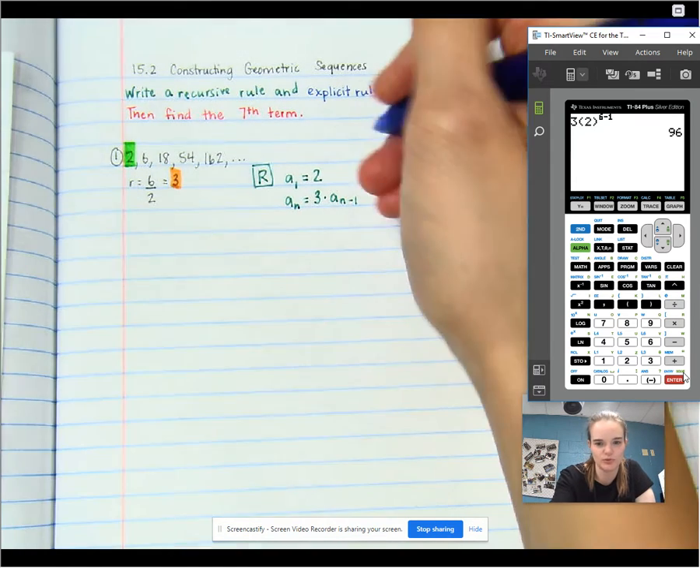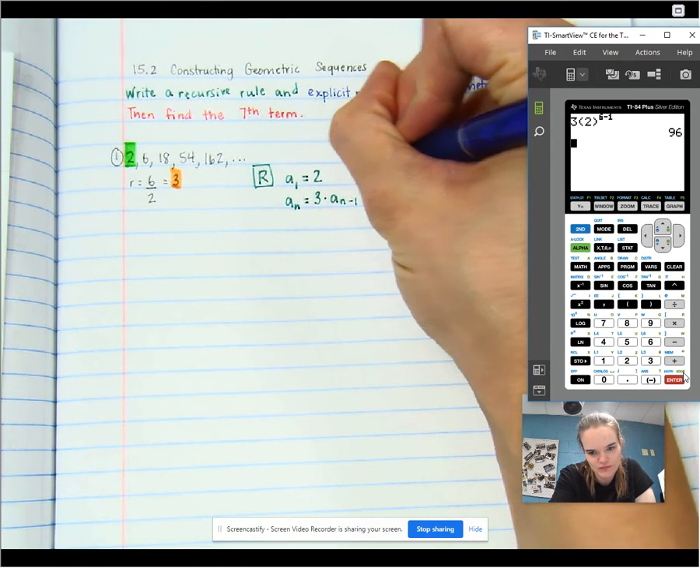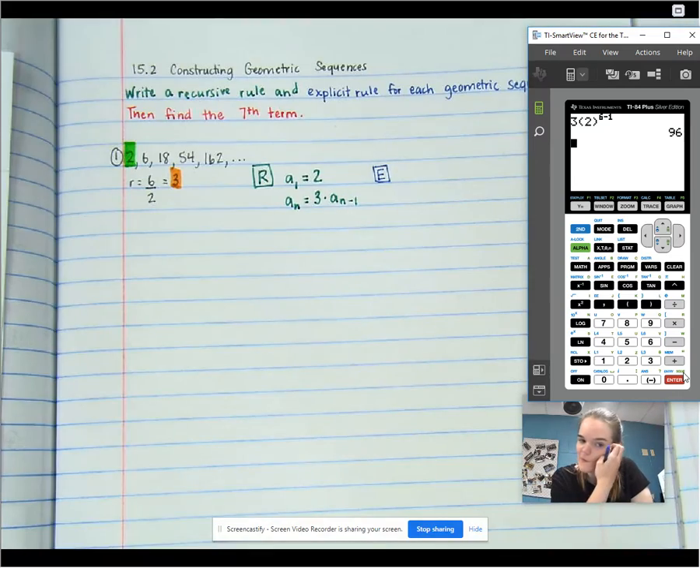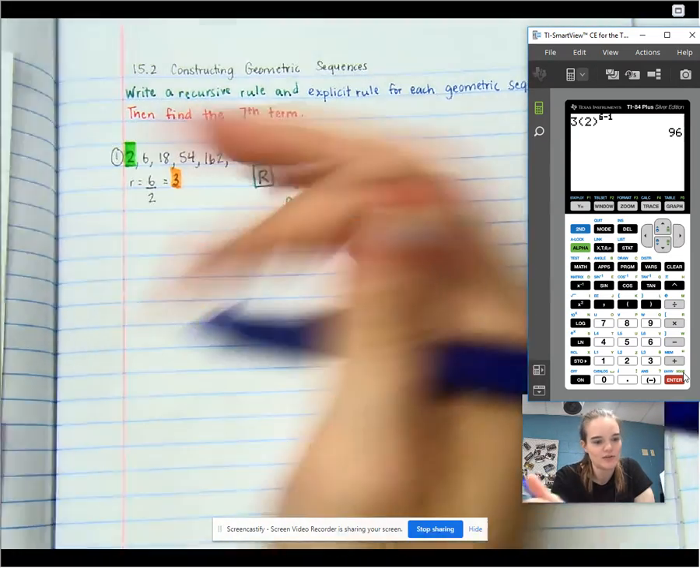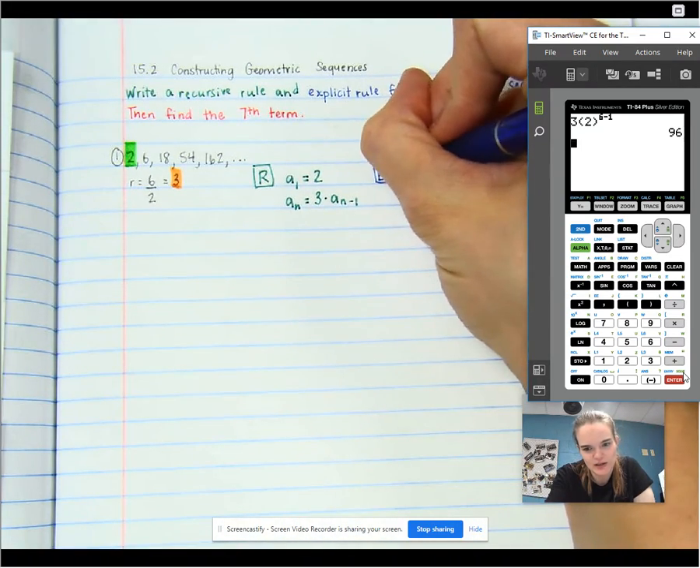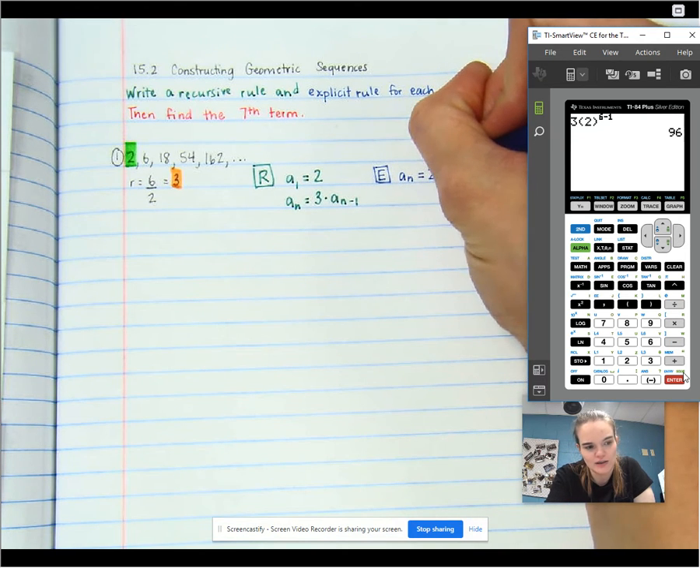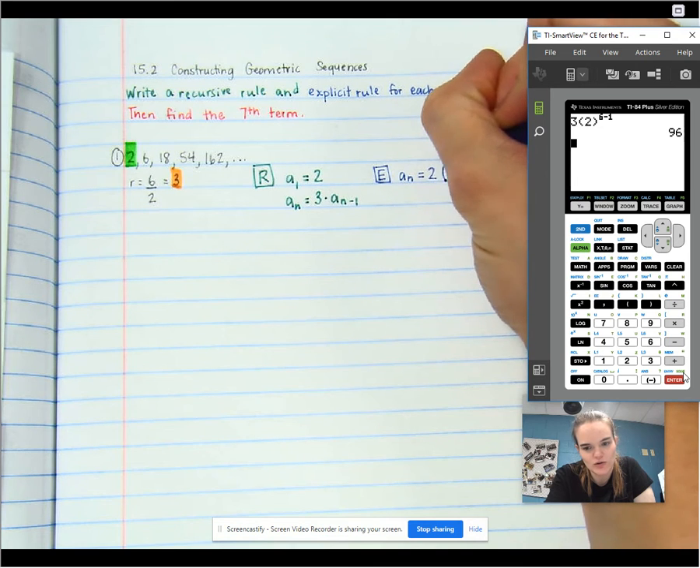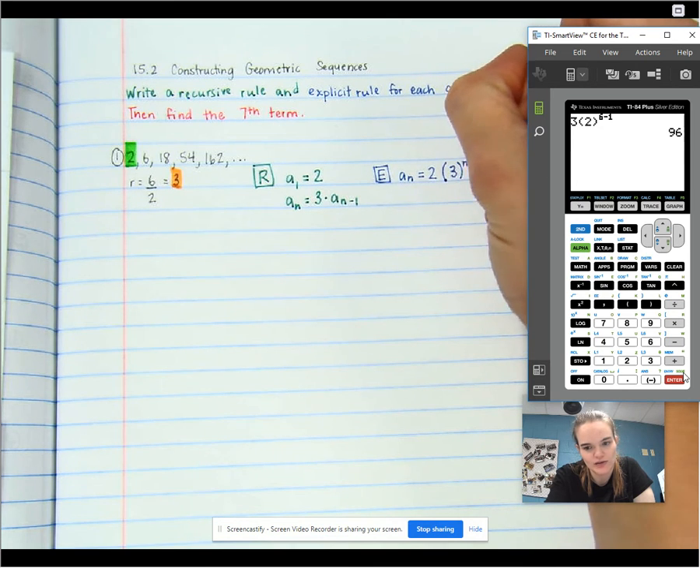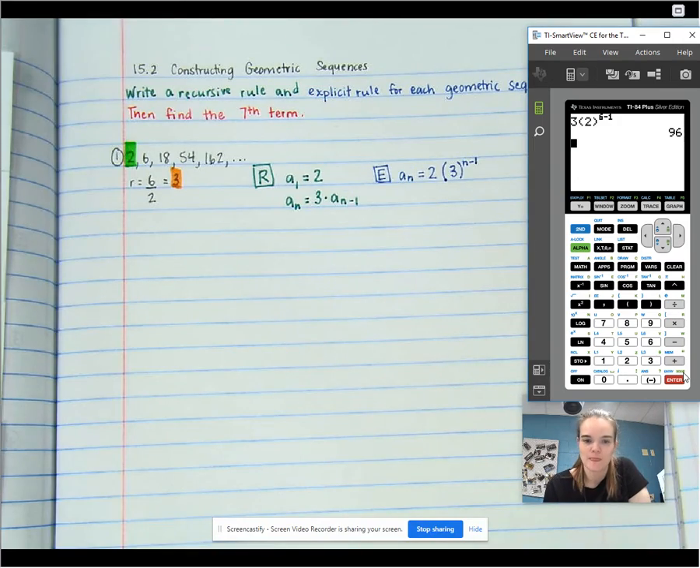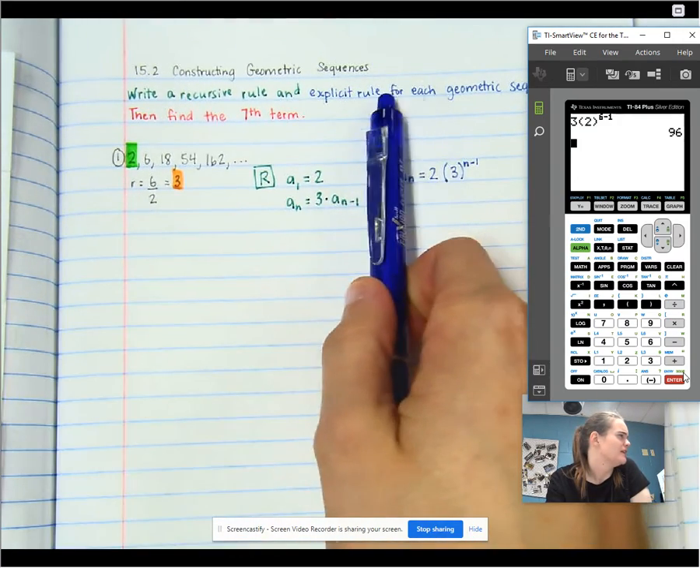Let's write the explicit rule. Okay, I've got that one open. That one says we write A sub n equals the first term times the ratio raised to n minus 1. That's the recursive rule and the explicit rule.